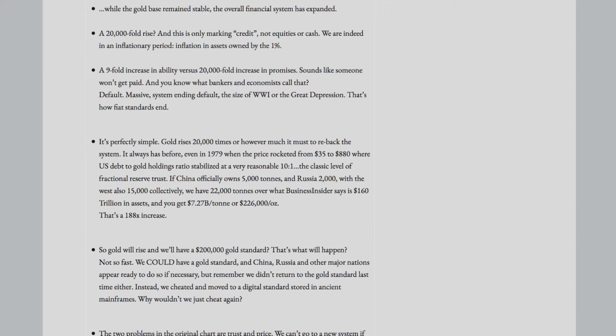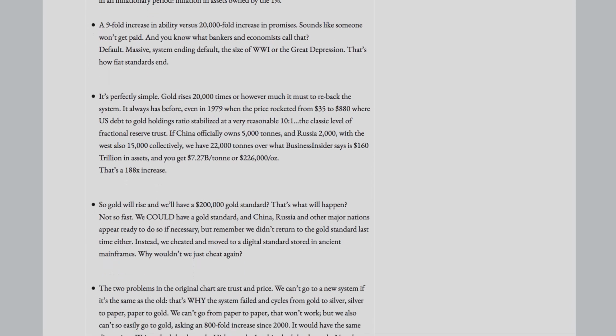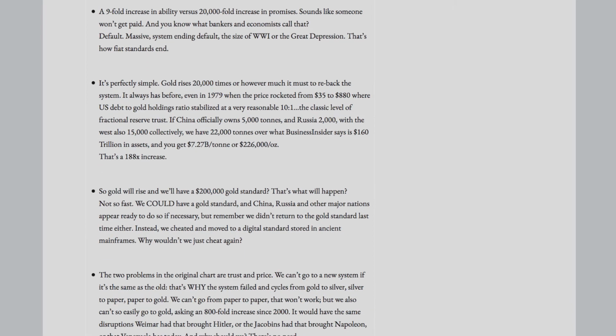A 9-fold increase in ability versus a 20,000-fold increase in promises. Sounds like someone won't get paid. And you know what bankers and economists call that? Default. Massive system-ending default, the size of World War I or the Great Depression. That's how fiat standards end.